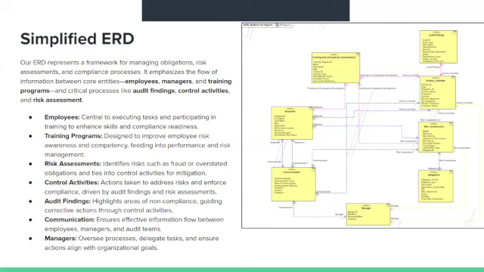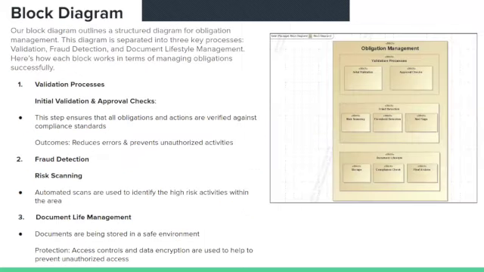And then next, we'll jump right into our block diagram. Thank you, Tim. So basically our block diagram is like an orchestra. It plays where every instrument has to play its part. So basically we have key processes: validation process, fraud detection, and document lifecycle, as mentioned by Tim as well. I'll get into it one by one.